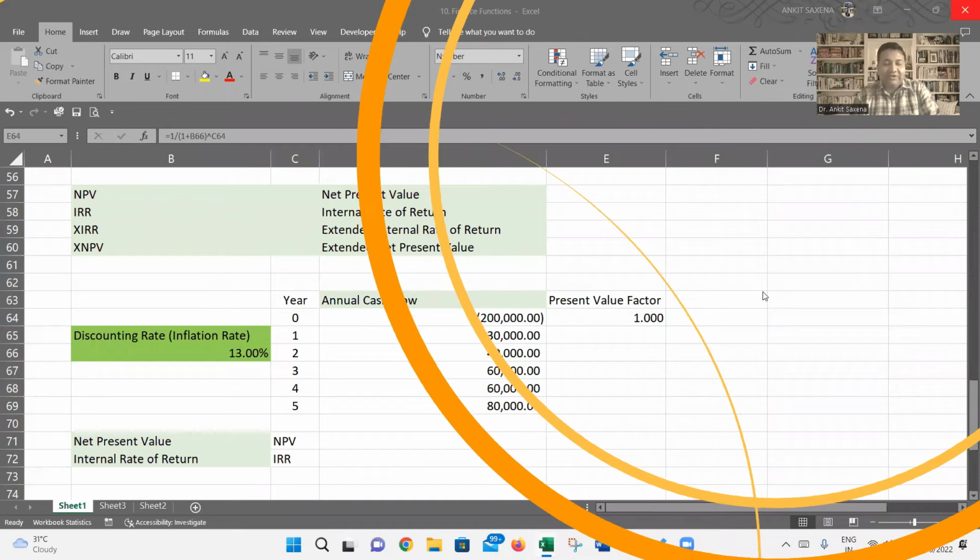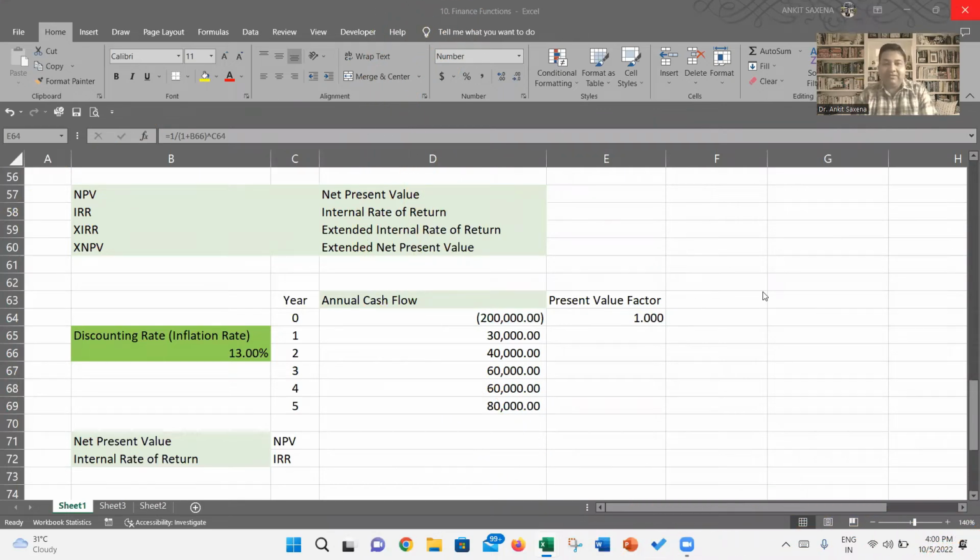Hi class, in this video we'll learn about NPV and IRR. NPV is known as net present value and IRR is internal rate of return. Before starting, let us briefly understand how this problem is set up.